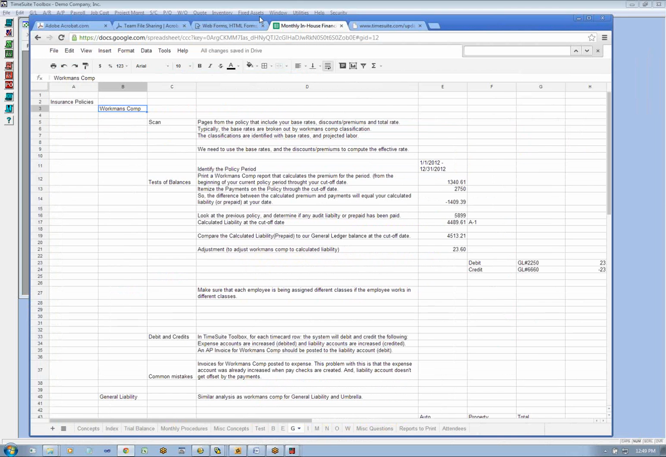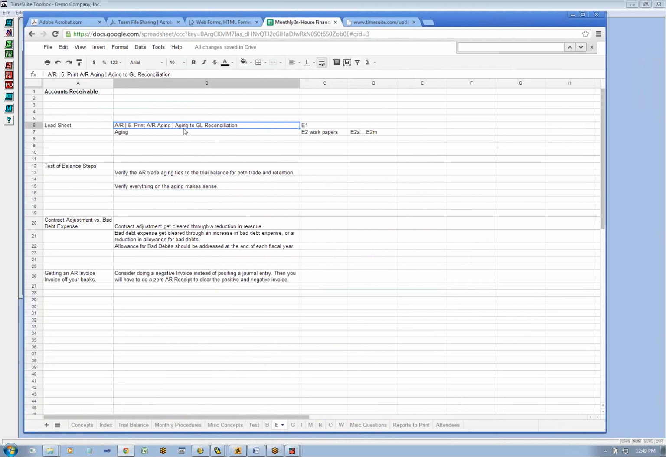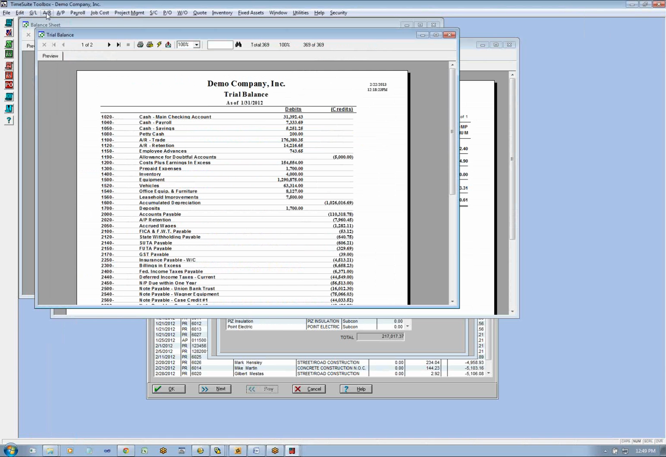Okay, so let's go to the cash accounts. Bank reconciliation, pretty standard. You're going to have a set of work papers for each cash account, including bank reconciliations. You're going to do your work to make sure that everything on the bank reconciliation is reasonable and accurate. We go over to our e-work papers, and this is the work you should print or generate, and then you put your aging in behind it. Under AR5, print AR aging to GL reconciliation.